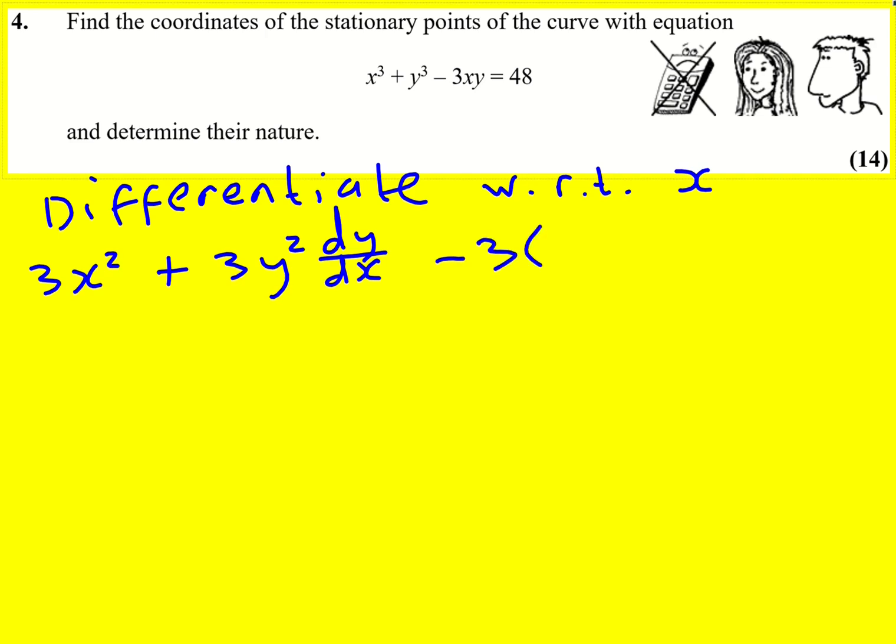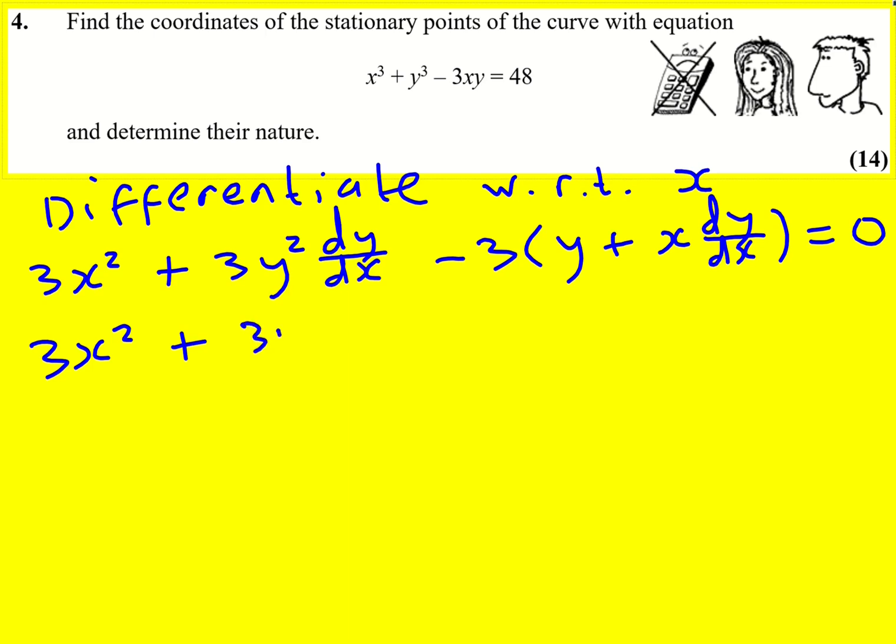So I'll differentiate, I can just pass the minus 3 through. So I'll differentiate x, which is 1, and times it by y. And then have x and differentiate y. And finally differentiate 48. So there we go. Need to just mess about with this now. Okay, just expand the bracket first of all.